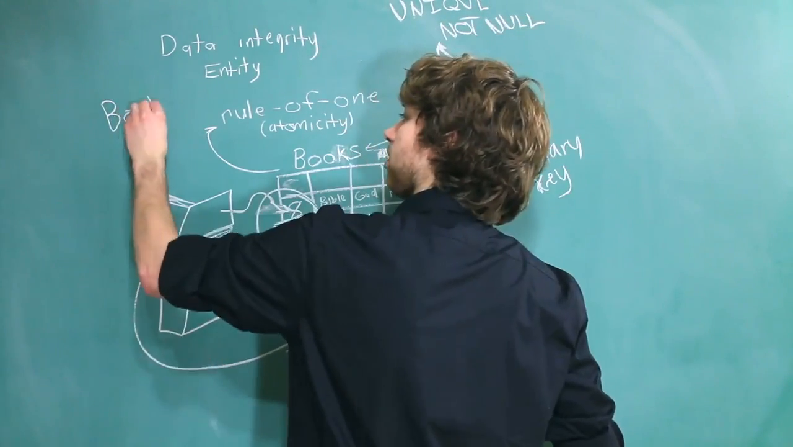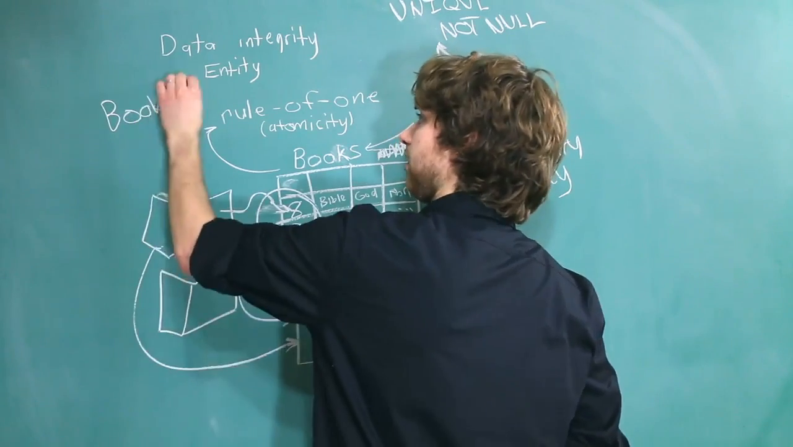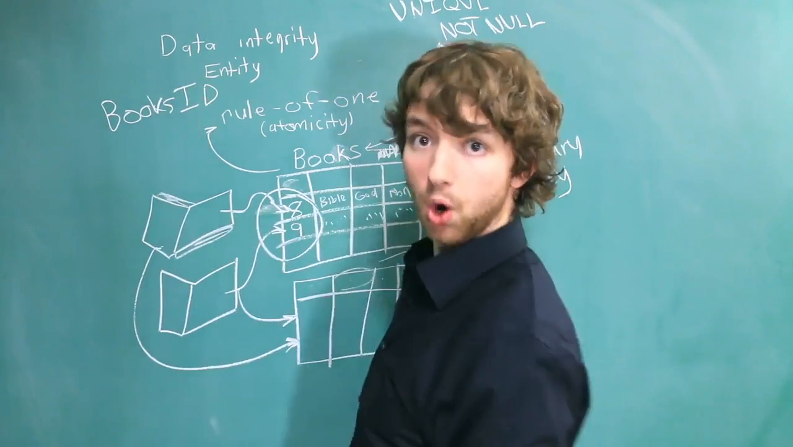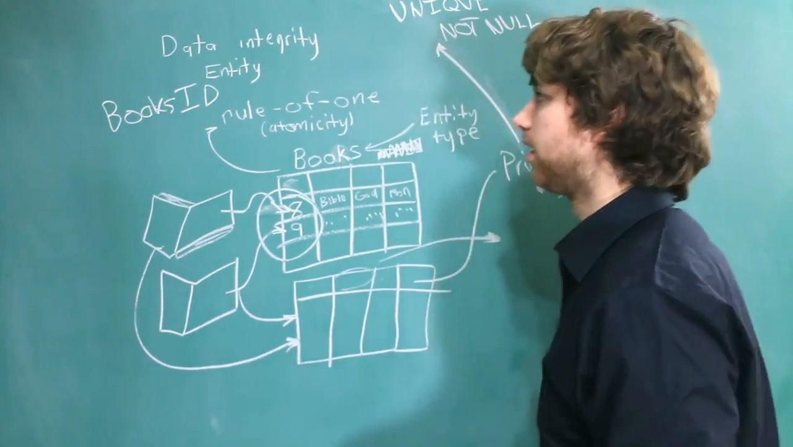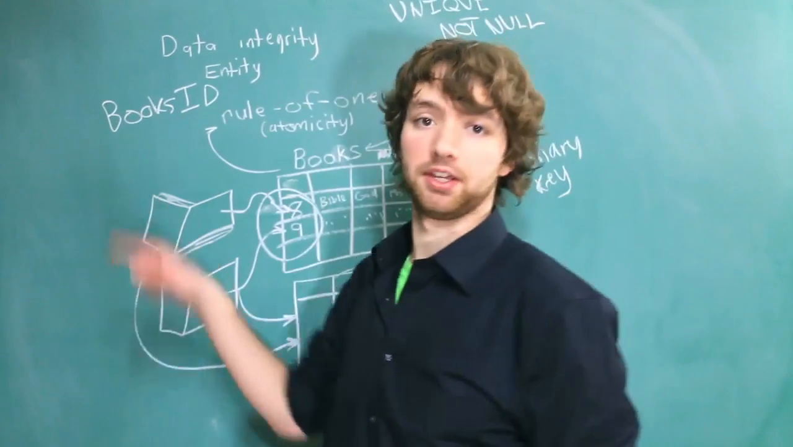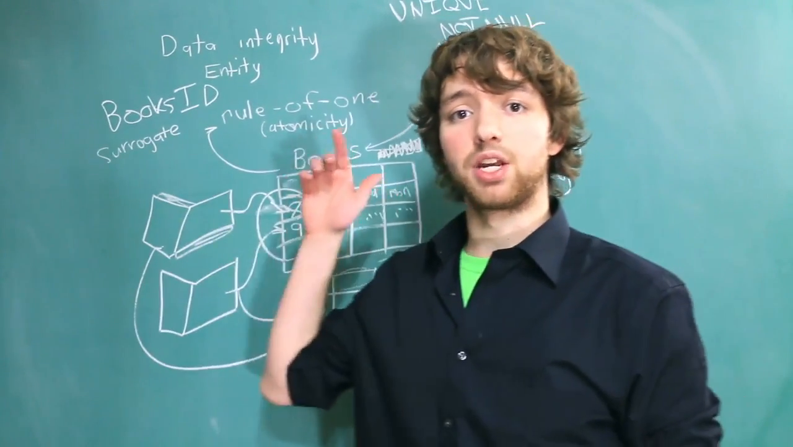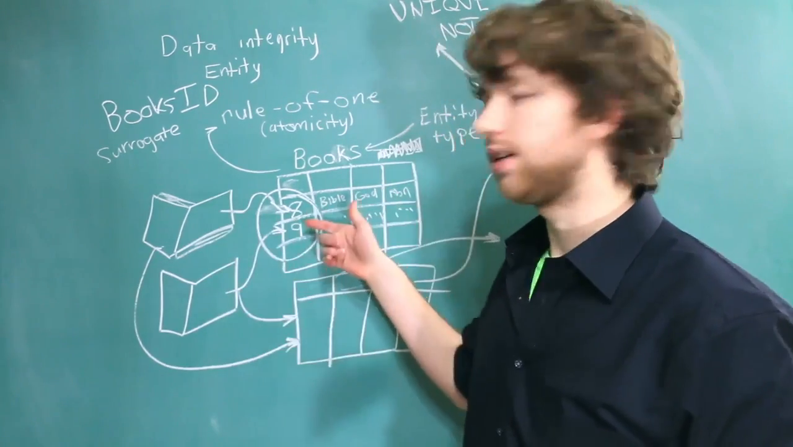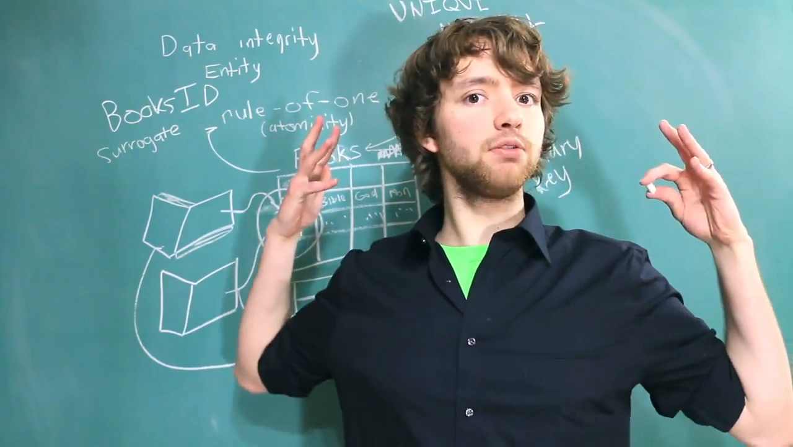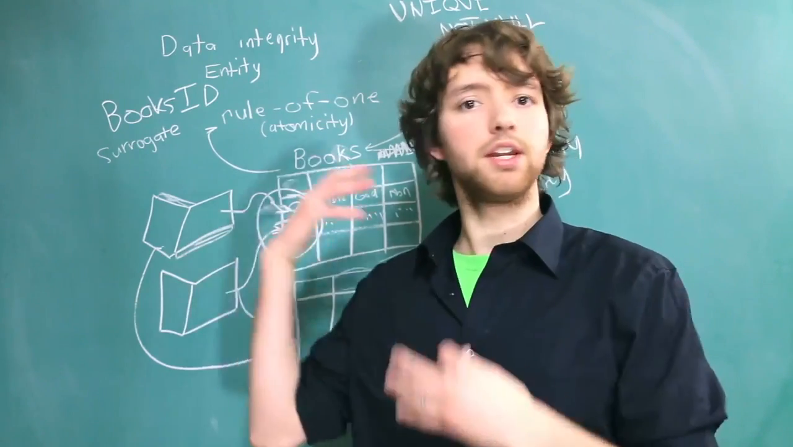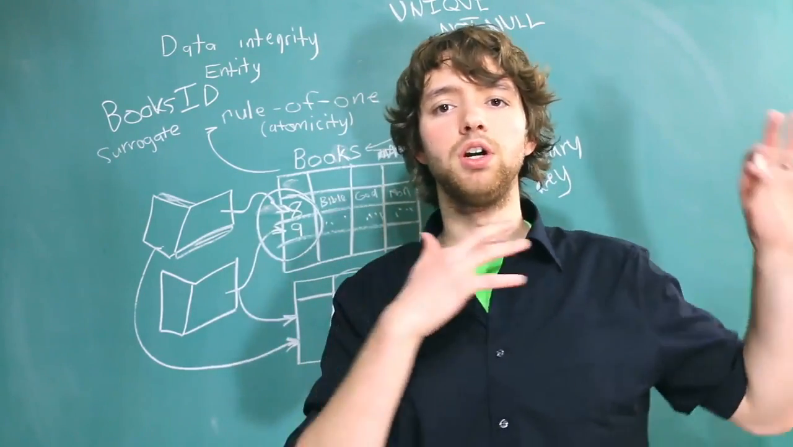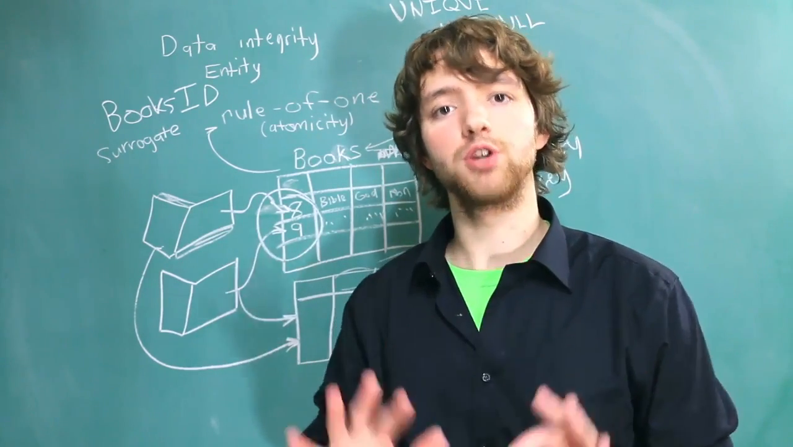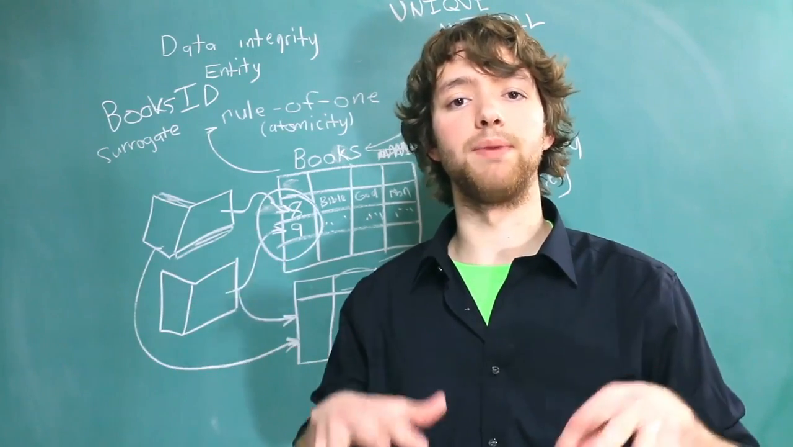If you're trying to store books, give it an ID of books ID. Boom. That simple. Now that's an example of a surrogate key. Surrogate means computer generated, no real world meaning. This book might have an ID of 9, but that means absolutely nothing in the real world. It's not related to the ISBN, it's not related to anything. It's just a computer generated number for the sake of the database only.